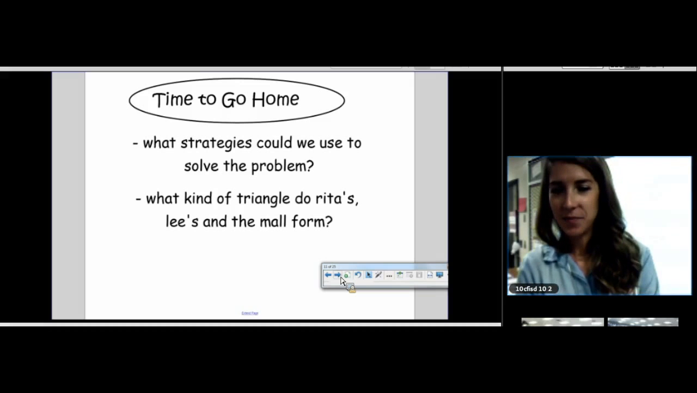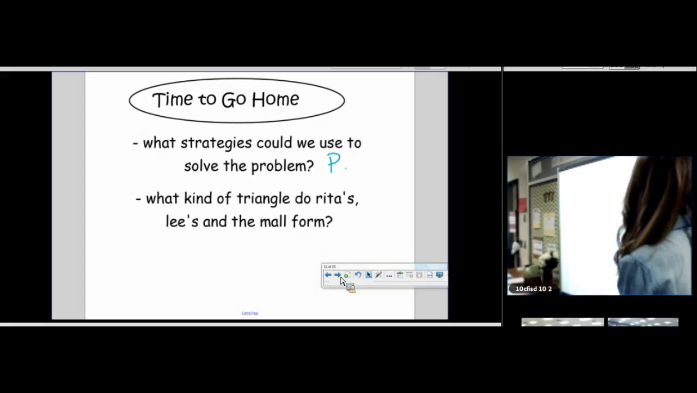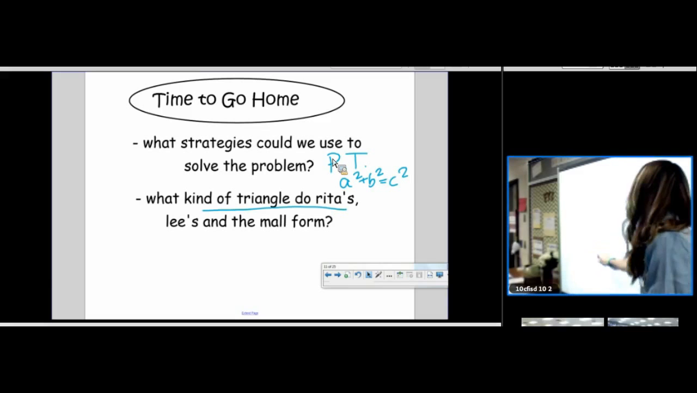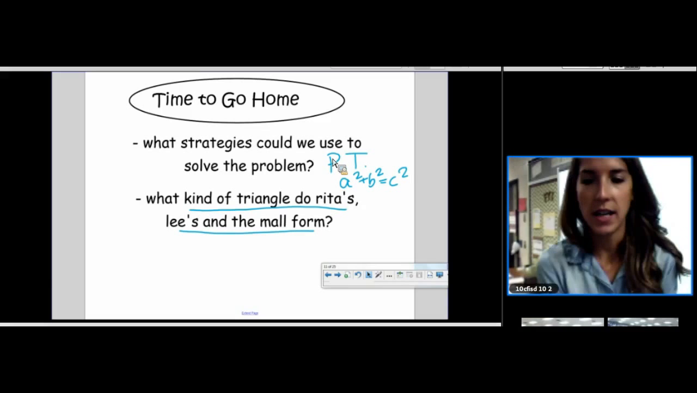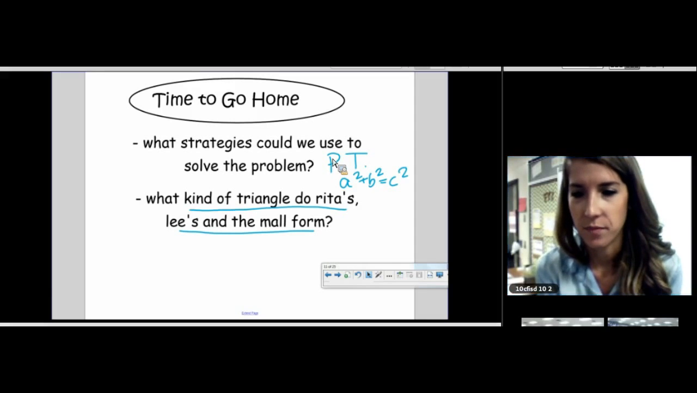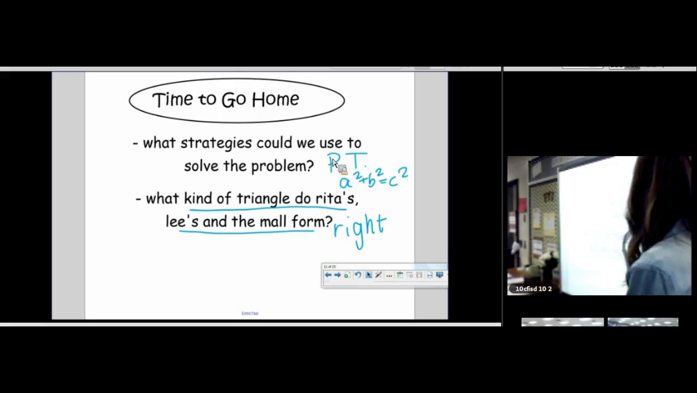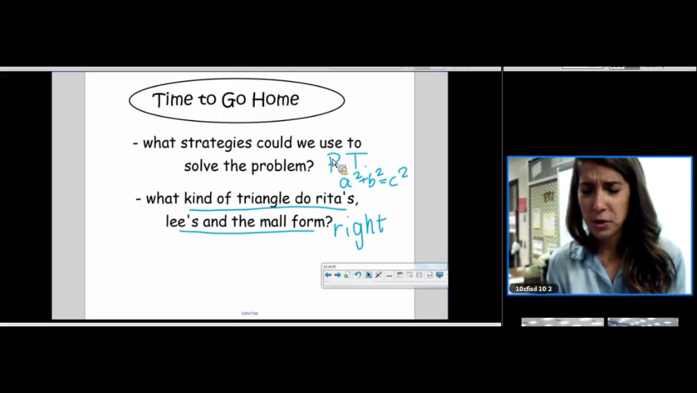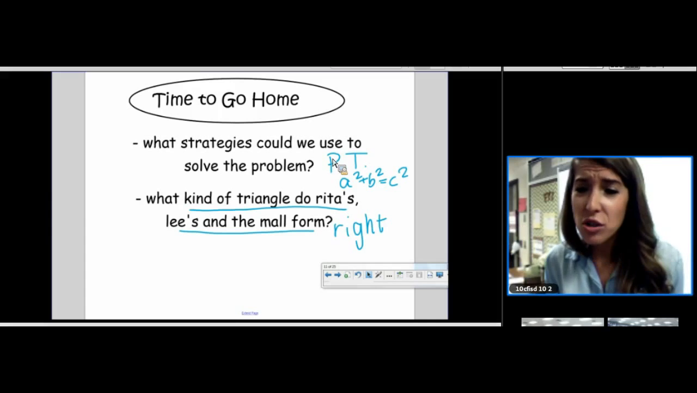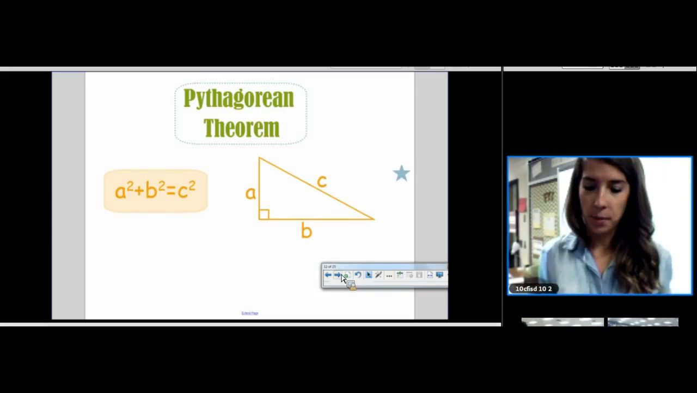Good, good. So people are saying Pythagorean Theorem. People are saying a squared plus b squared equals c squared. What kind of triangle do Rita's, Lee's, and the mall form? What kind of triangle? A right triangle. Absolutely. You thought this was geometry? Pythagorean Theorem is a huge part of geometry. Huge. Like, super, super huge.